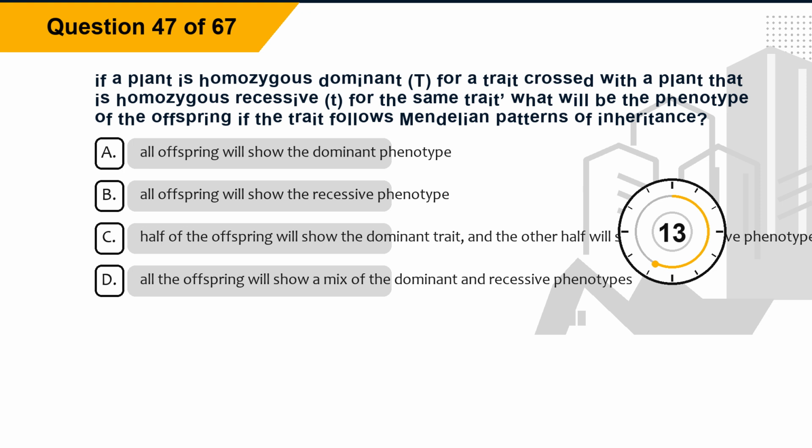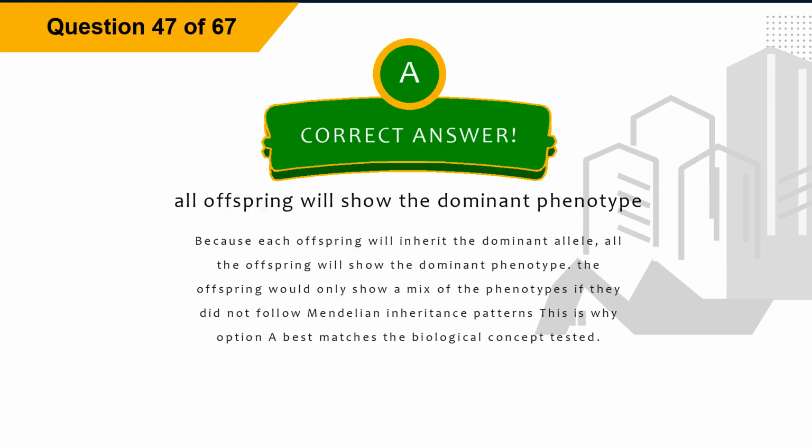Option B, all offspring will show the recessive phenotype. Option C, half of the offspring will show the dominant trait, and the other half will show the recessive phenotype. Option D, all the offspring will show a mix of the dominant and recessive phenotypes. The correct answer is option A, all offspring will show the dominant phenotype.